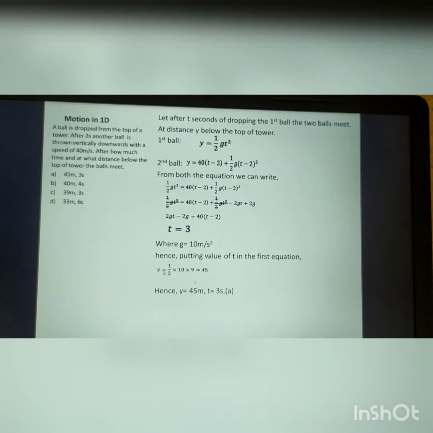And hence you can put the value of t in the first equation, y equals half gt square, and it will give you 45. So 45 meters and t equals 3 seconds. That is option A.